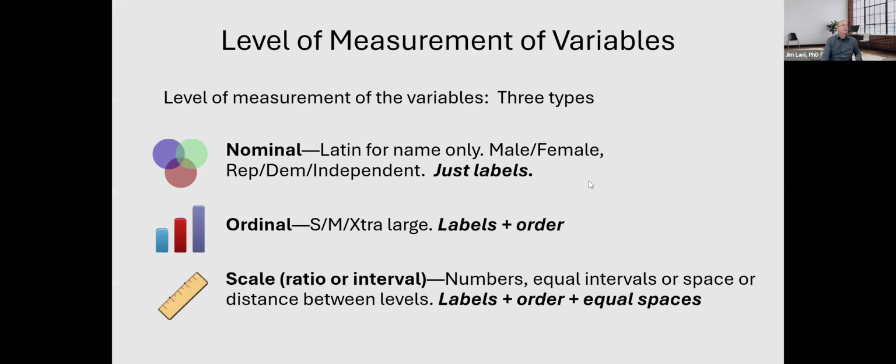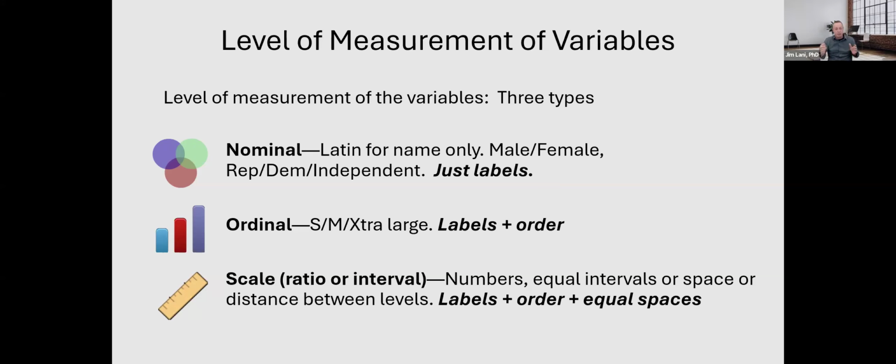So let's talk about levels of measurement real quick. Basically, all data gets bucketed into one of three levels of measurement. It's either a nominal level of measurement, which is name only: male, female, Republican, Democrat, independent, whatever. It's just labels. Ordinal has the name and an order. It has an order, and it has a label. So small, medium, extra large, 8 ounce, 12 ounce, 64 ounce, or whatever they have there.